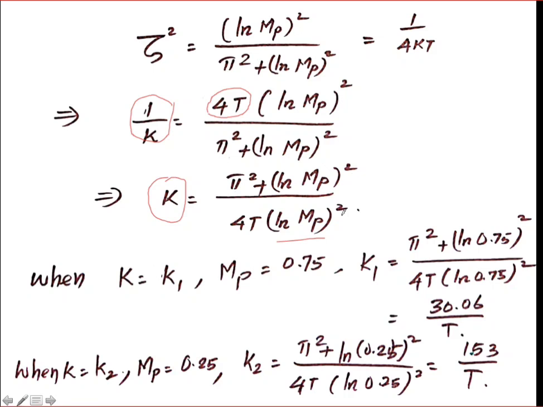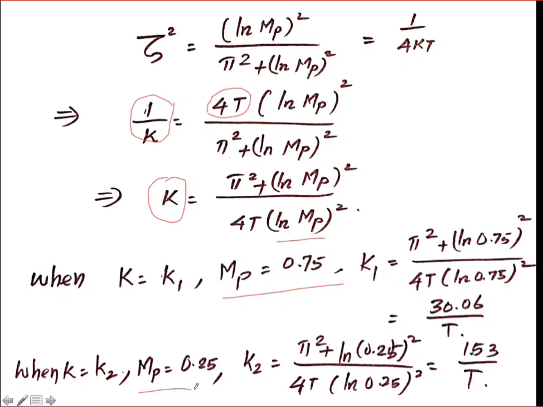So we have got a formula to find out the value of k by substituting the peak overshoot value. We have peak overshoot value 0.75 as well as Mp equal to 0.25. We are going to substitute these two values in this equation to find out the value of gain k. We have assumed that gain k is equal to k1 when peak overshoot is 0.75 and k is equal to k2 when peak overshoot is 0.25.